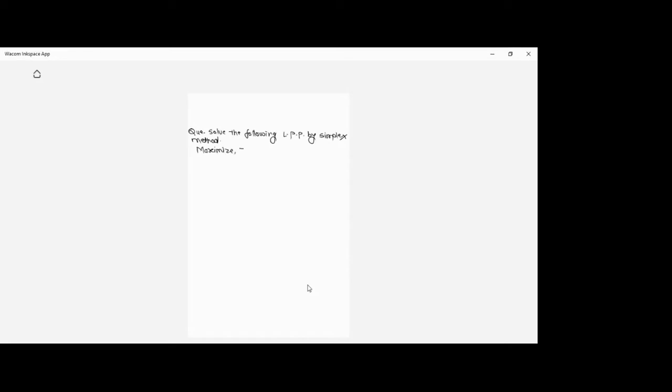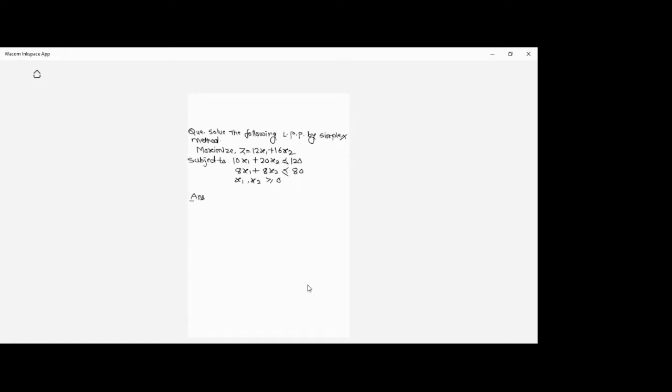Numerical: maximize z is equal to 12x1 plus 16x2 subject to the constraints 10x1 plus 20x2 less than or equal to 120, and 8x1 plus 8x2 less than or equal to 80, and they have given x1 and x2 greater than or equal to 0, right? So let's start with the problem.